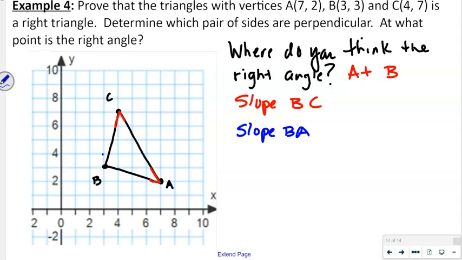Okay, so let's look at BC. We're going up, let me do it in red. 1, 2, 3, 4. So we went up 4 and we went over 1, right? So up 4 over 1. So this is the slope of 4 over 1, which is 4, right?